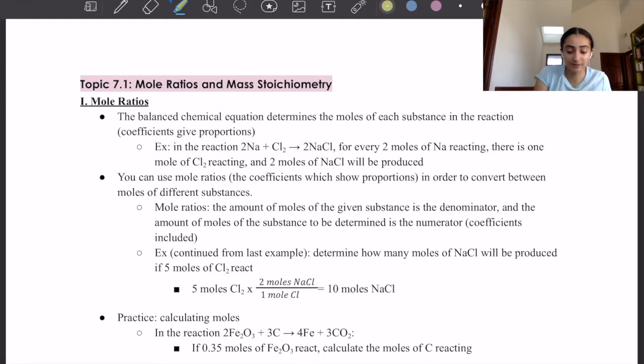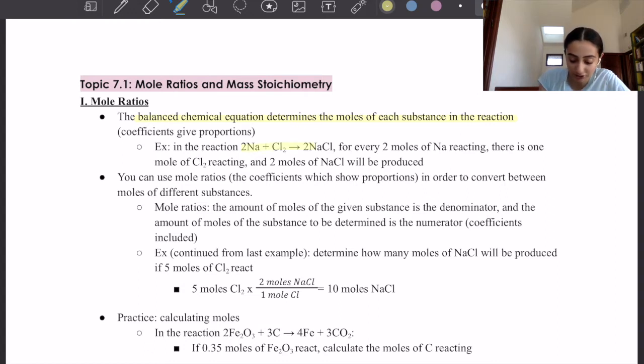Okay, so the first topic I'm going to cover is mole ratios. Mole ratios help you calculate the moles of another compound in a reaction that would be reacting or produced, given the moles of a starting reactant in the reaction. So you use the balanced chemical equation to determine the moles of each substance in the reaction, and the coefficients give the proportions of each compound in terms of moles.